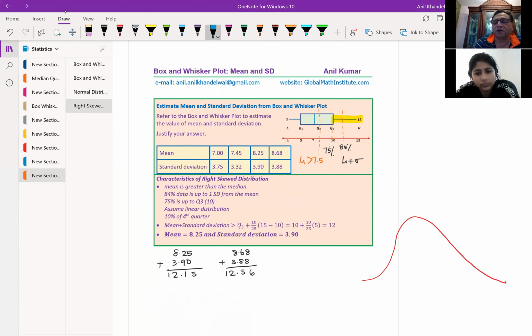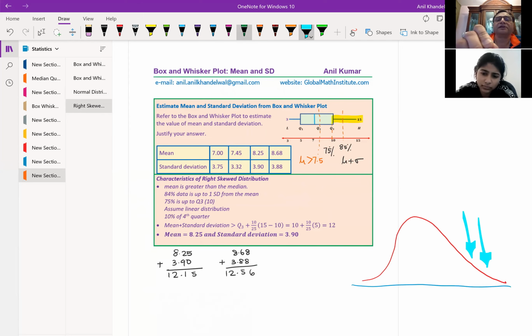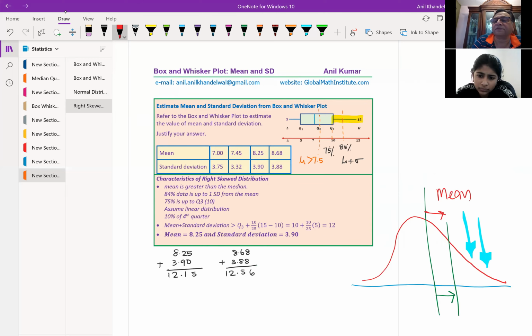So the normal graph which we were talking about will now be like this. There are a lot of values in this region, correct? That will result in shifting the mean towards the right. So there we will see that the mean has been shifted. If this is the median, then the mean will be on the right.